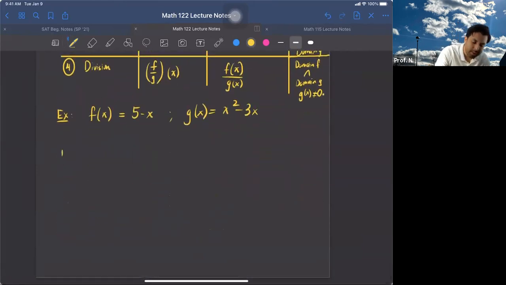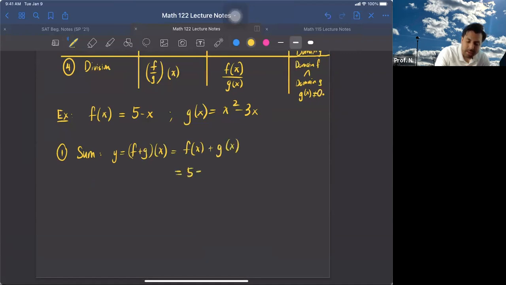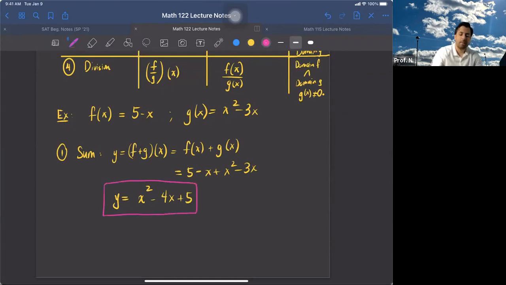So for example, if I want to find the sum, the sum is going to be the function (f + g)(x). That's f of x plus g of x, which is 5 minus x plus x squared minus 3x. Combine like terms, and the sum is going to be x squared minus 4x plus 5. That's my sum. I just added them together. That's all I did.